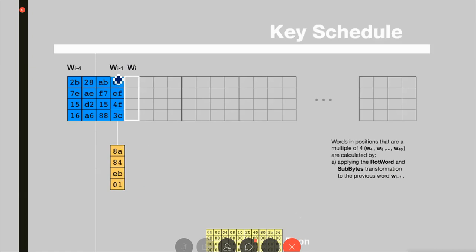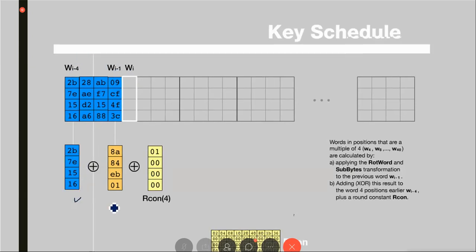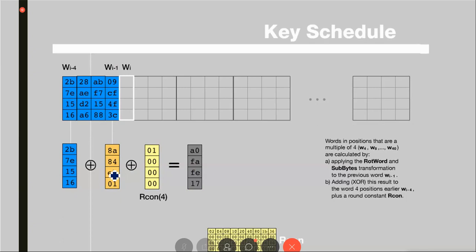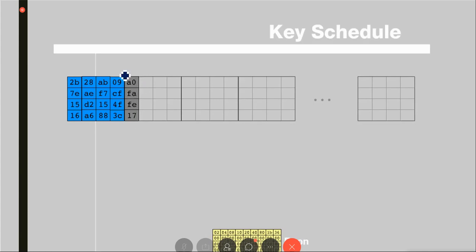After the substitution, along with that, you choose Wi minus 4. So to find Wi, you choose Wi minus 1, rotate word, substitute, and then choose Wi minus 4. You perform an XOR operation with the substituted word, Wi minus 4 and the first column of the standard Rijndael constant. This one is dark gray here. Look at how we got this Wi: we chose Wi minus 1, rotated the word, did the substitution by bytes, and chose Wi minus 4.